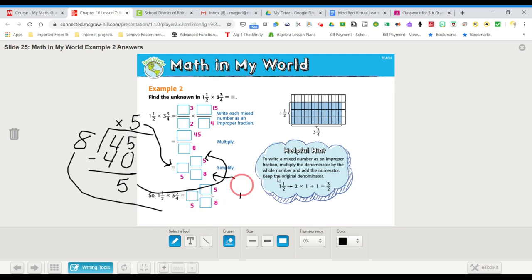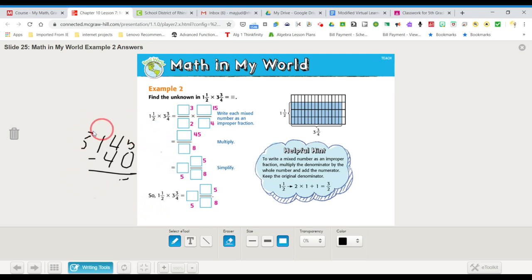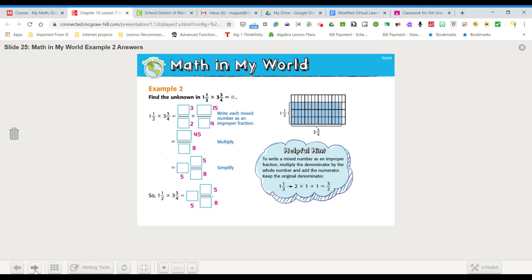But again, you have your flip book. You can go through those steps again. But it's just dividing that out because the fraction bar means to divide. And that's what you're doing, a division problem. So the answer is 5 5/8. 1 1/2 times 3 3/4 is 5 5/8.